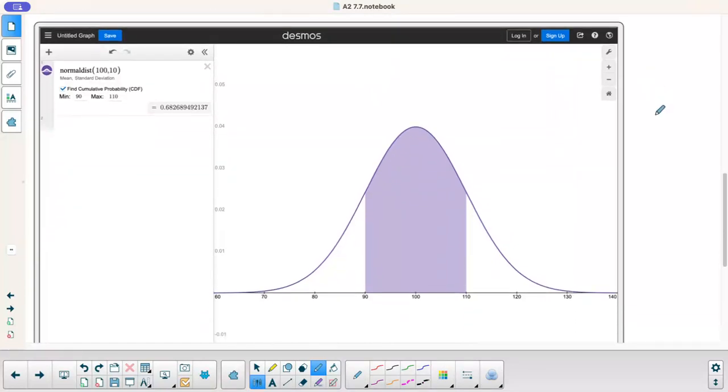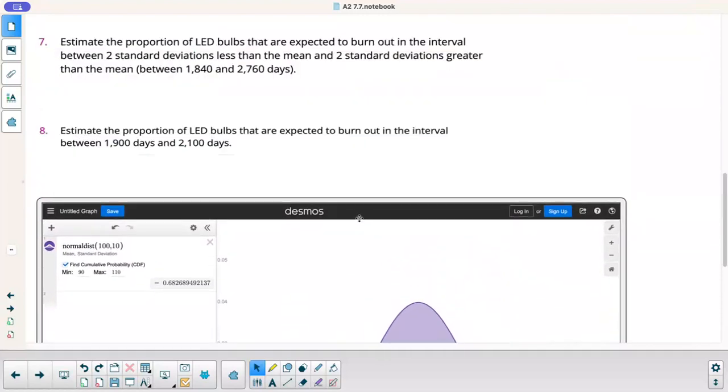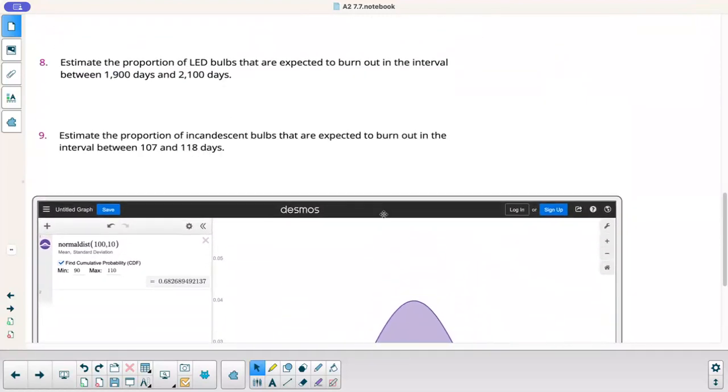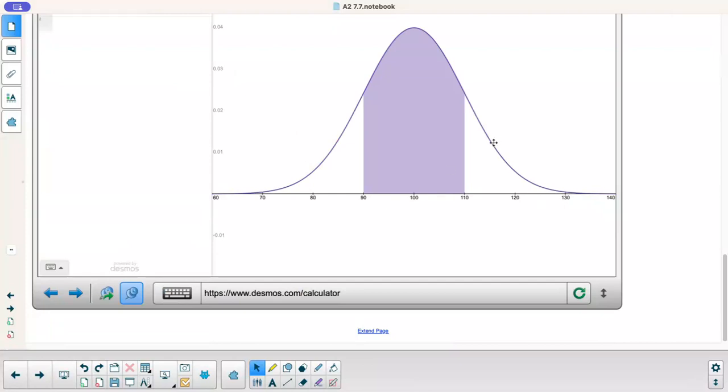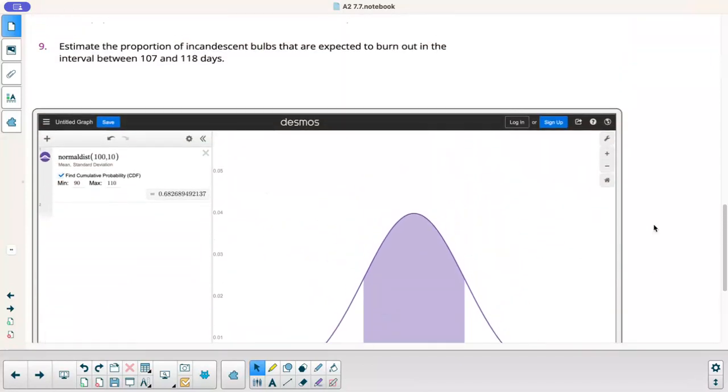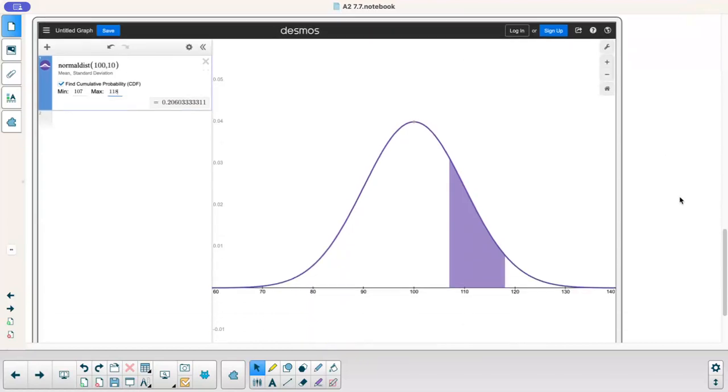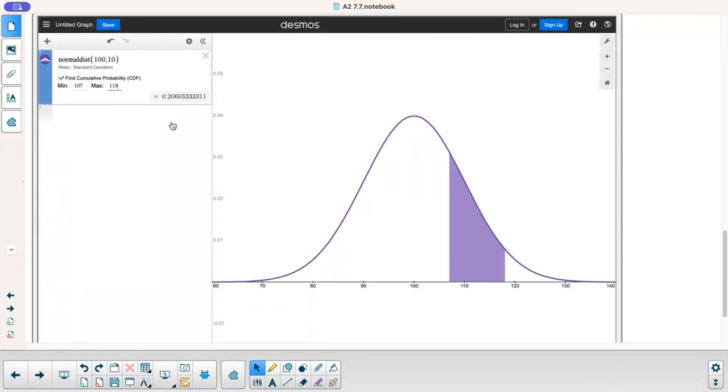All right, we go down to the next question. It's all the way down to number 9, I think. Estimate the proportion of incandescent bulbs that are expected to burn out in the interval between 107 and 110. So right there, that's not a standard deviation number. Or sorry, 107 and 118. Sorry about that. So that would be this area, and that's 0.2060.